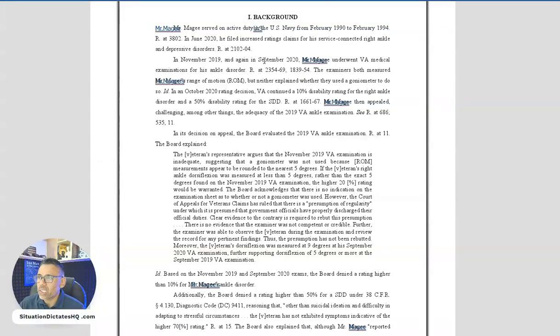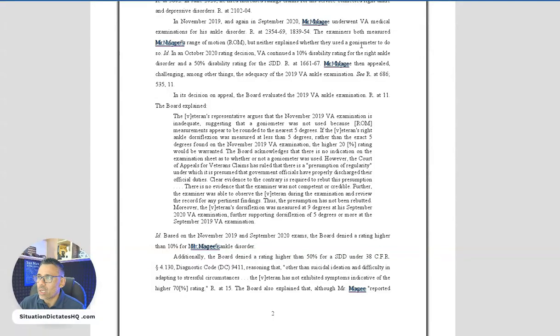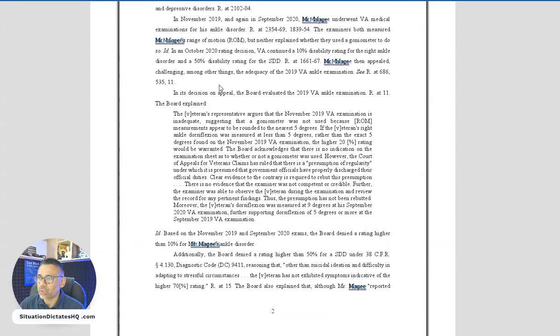In November 2019 and again in September 2020, he underwent VA medical examinations for his ankle disorder. The examiners both measured range of motion, but neither explained whether they used a goniometer to do it. On October 2020 rating decisions, VA continued a 10% disability rating for the right ankle disorder and a 50% disability rating for severe depression disorder. Then he appealed, challenging, among other things, the adequacy of the 2019 VA ankle examination.